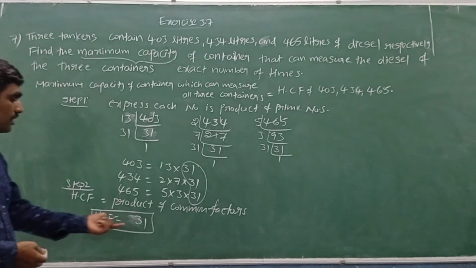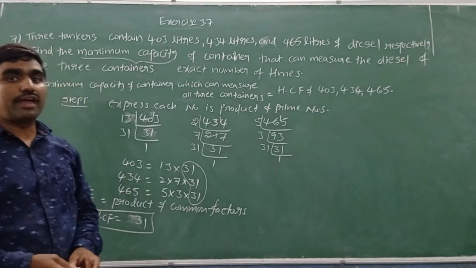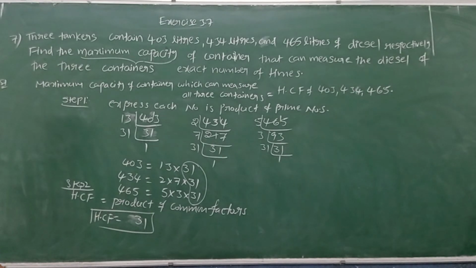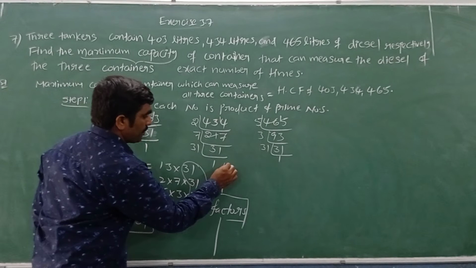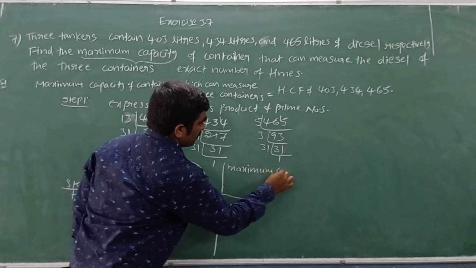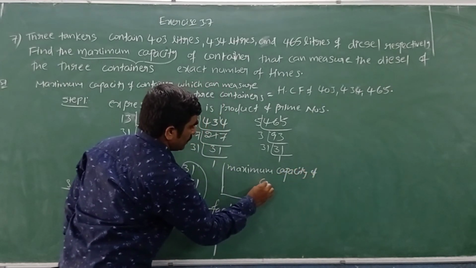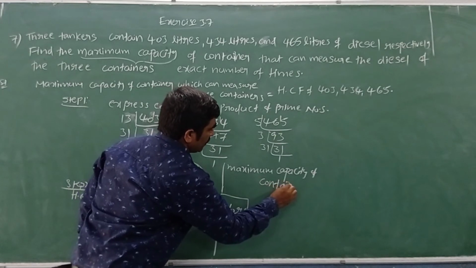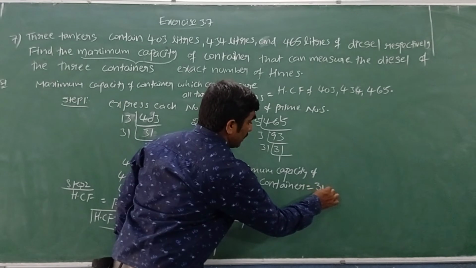With this 31 liters capacity of container, we can measure all these three an exact number of times. So what can we write now? Therefore, the maximum capacity of container is equal to how much? 31 liters.